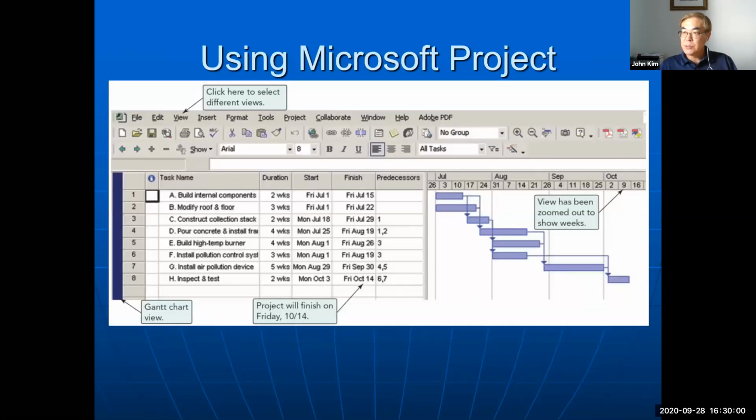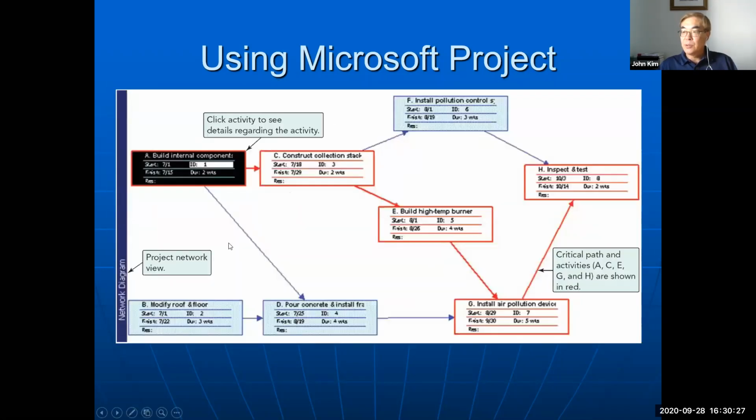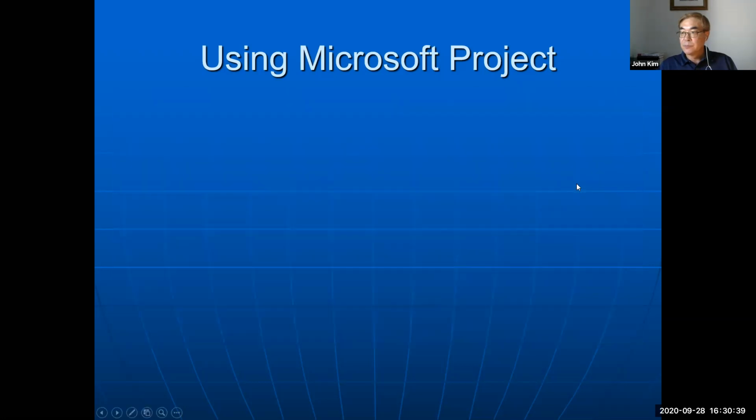So it looks like this. Given information, activity, duration, start time, and finish time, this one automatically produces a Gantt chart like this, and then automatically draws a network diagram, and shows which path is the critical path in red like this, and so on.